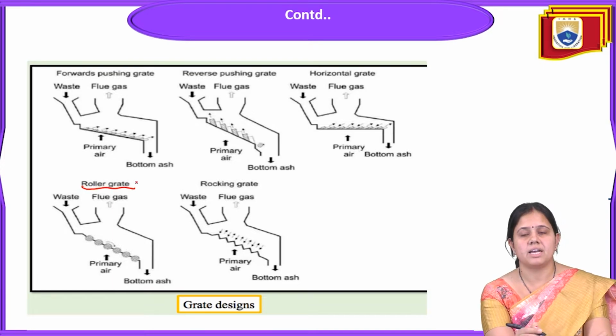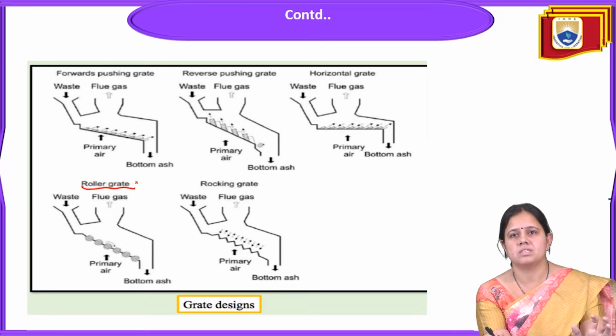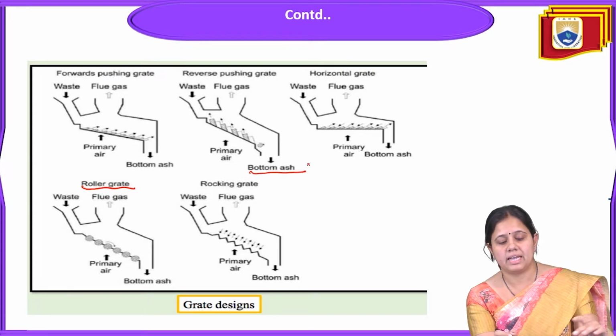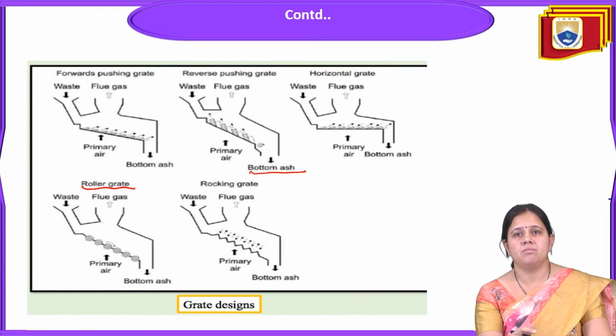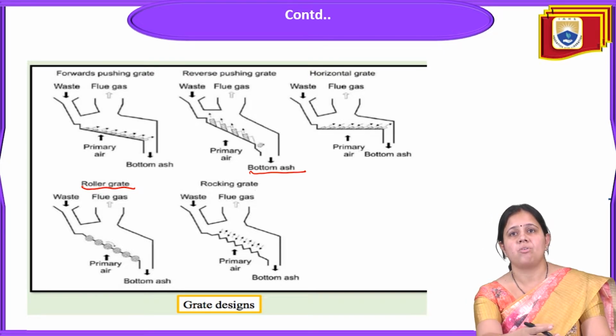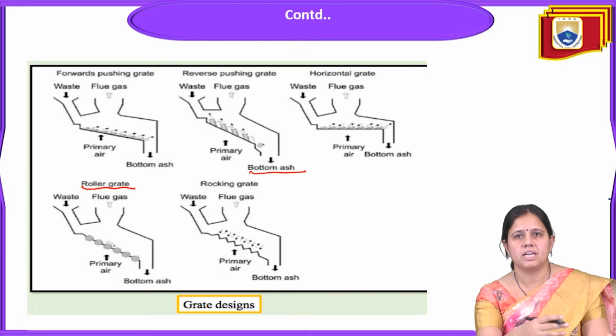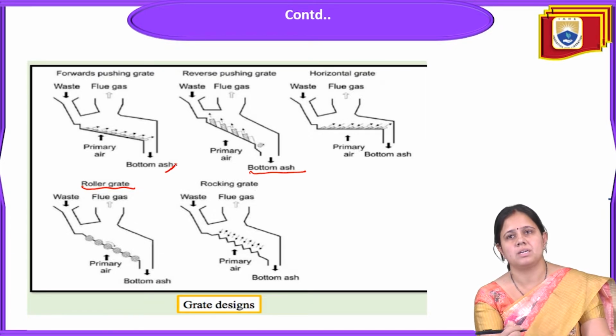Many types of grate design have been adopted now. First is the roller grate, where bottom ash will be collected here like this. Rocking grate and roller grate are there. In the roller grate, what happens? There is forward pushing of the grate, waste will come, and then with the forward pushing of the grate, the bottom ash will be collected.